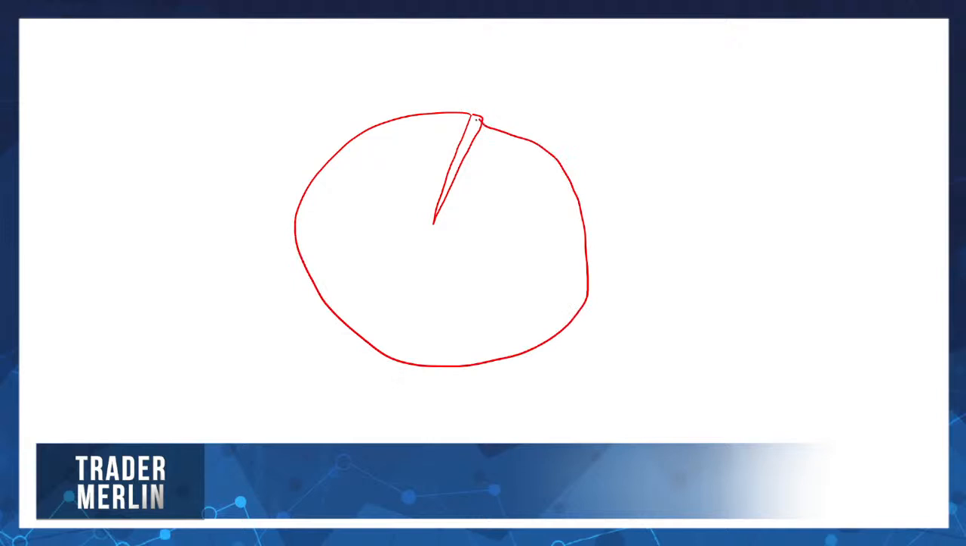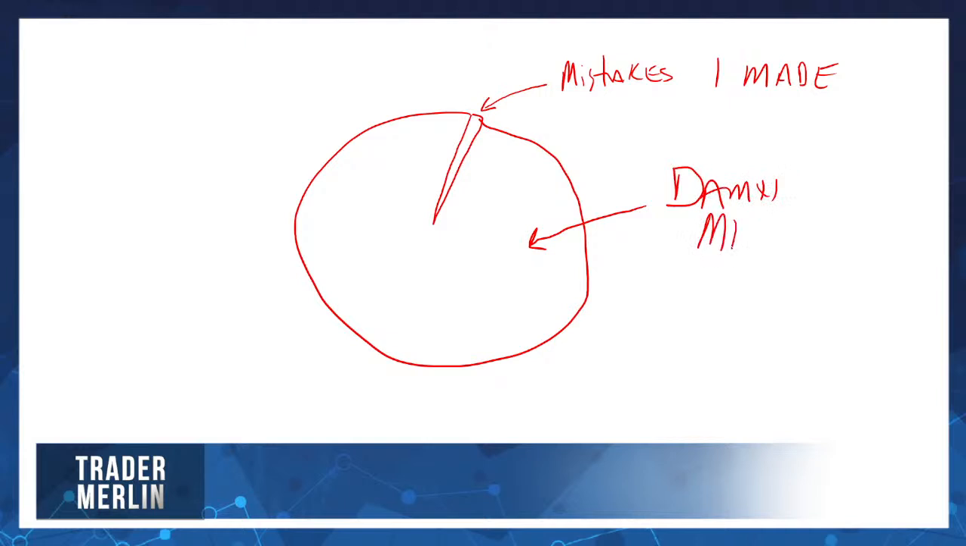Okay. So you've got this little sliver here, and then you have this monster pie chart. And there was this little arrow that said, mistakes I made. And then the rest of it, this giant piece of the pie here, was a different word. It was damn market. And I think that really embodies a lot of people's beliefs and attitudes towards the market.